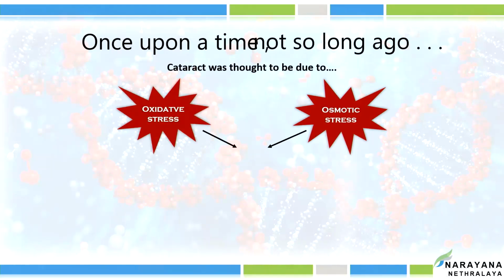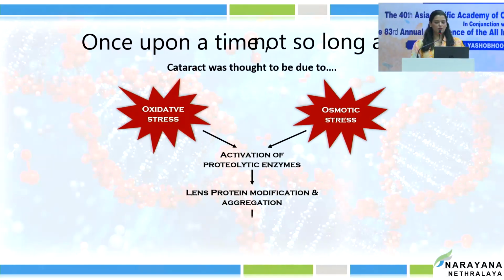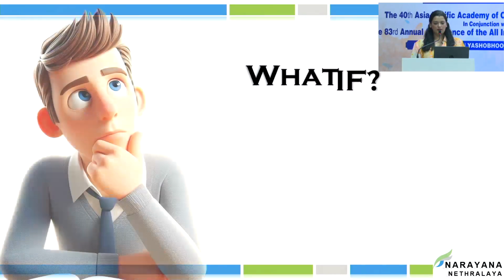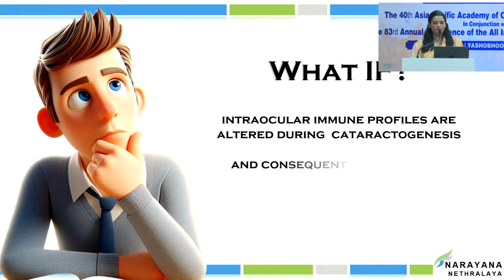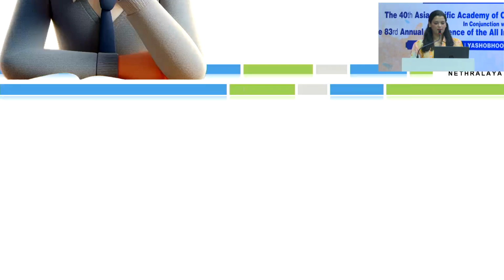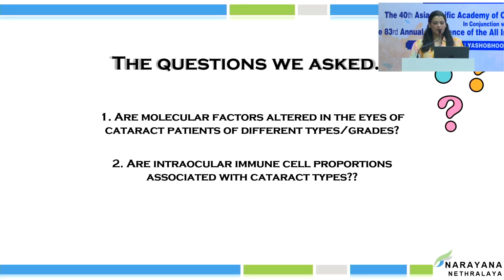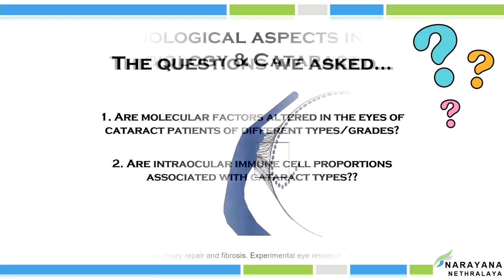Till not very long ago, cataractogenesis was thought to be due to oxidative stress and osmotic stress, which eventually led to lens protein modification and aggregation. But what if altered immune profiles play a role in cataractogenesis, and more specifically in different types of cataract? Based on a few studies done on animal models, we asked ourselves if there are any molecular factors altered in eyes with different types and grades of cataract, and if they were proportionate with the cataract types and grades.